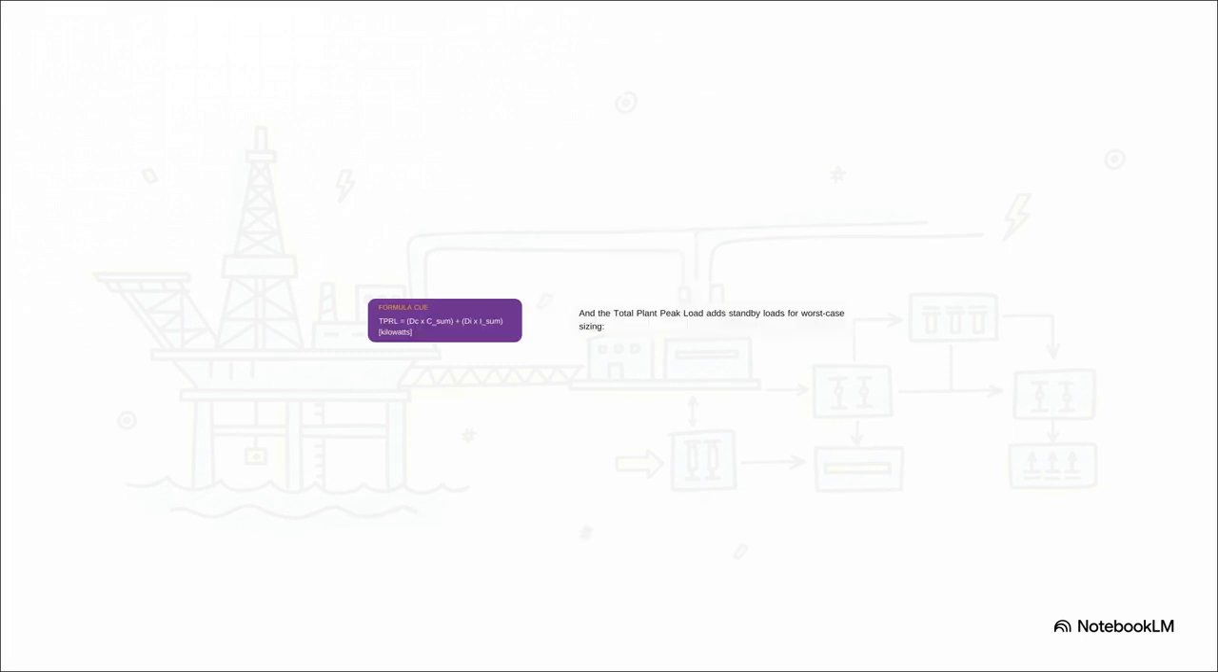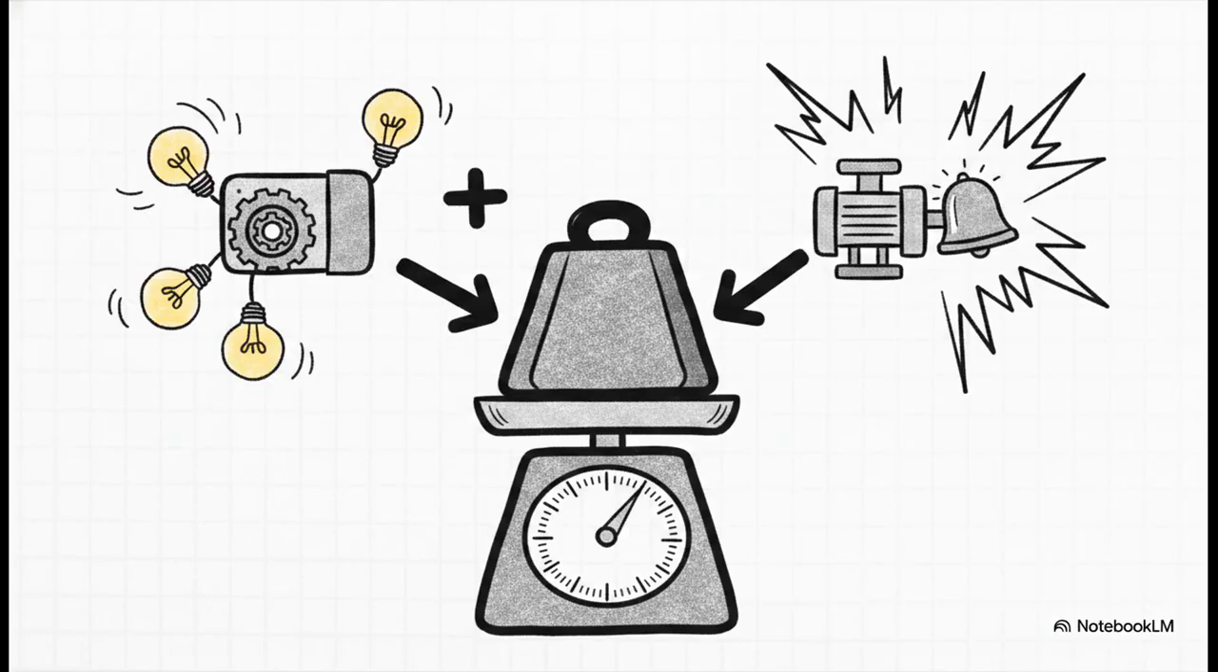But as you guys know, we can't just rely on the everyday running load. To ensure absolute safety and grid stability during those worst case, everything goes wrong operational scenarios, we have to transition our calculation. We need to find the total plant peak load. And doing this is actually pretty elegant. We just slide a brand new term right into our previous equation. For the total plant peak load, or TPPL, we just append the standby load calculation to the end.